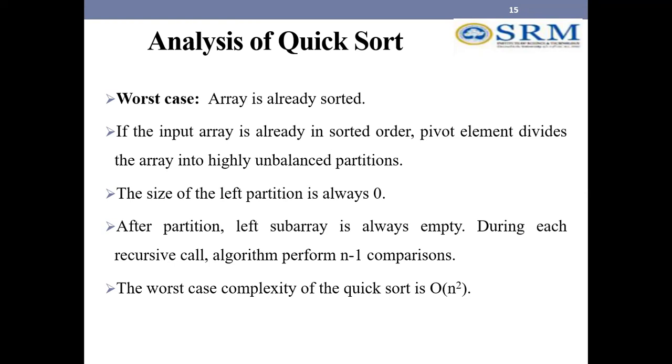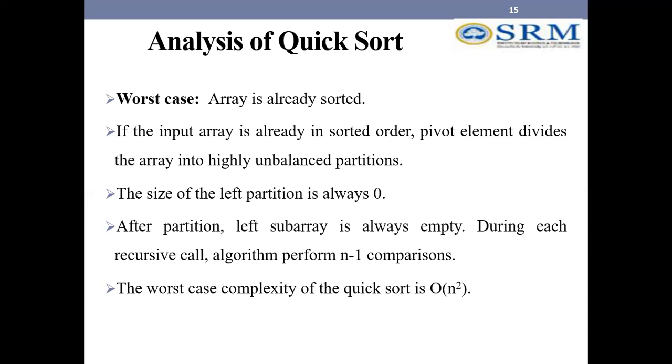If the input is already in sorted order, we are taking the first element, so we are placing it in the same place. Before the split point, there is no element, so the entire remaining elements are stored in the right subarray. This process is repeated until we have a single element. After partition, the left subarray is empty. During each recursive call, the algorithm performs n minus 1 comparisons. The worst case complexity of QuickSort is order of n square.